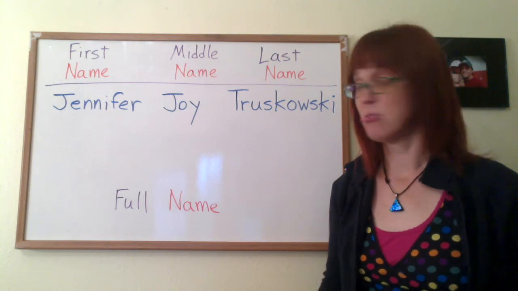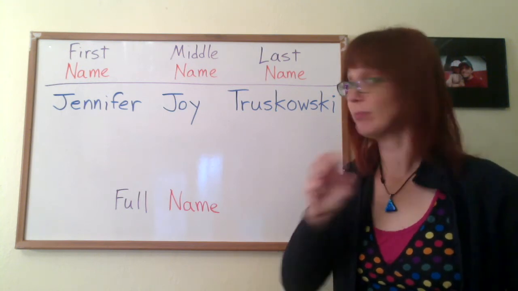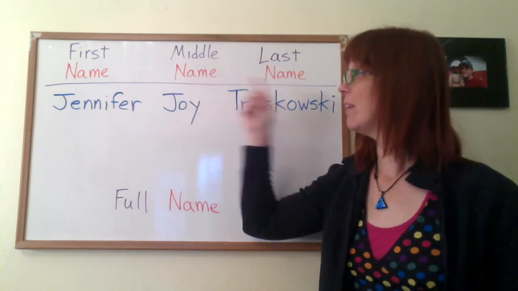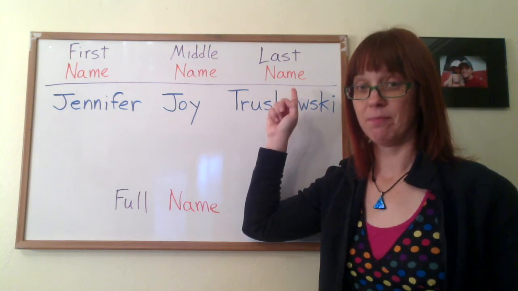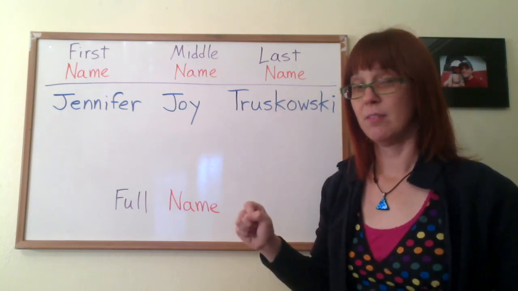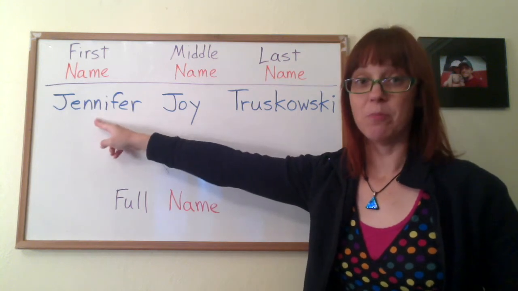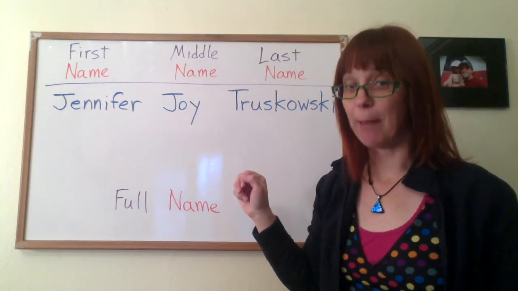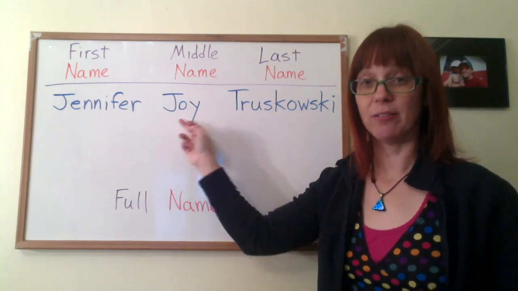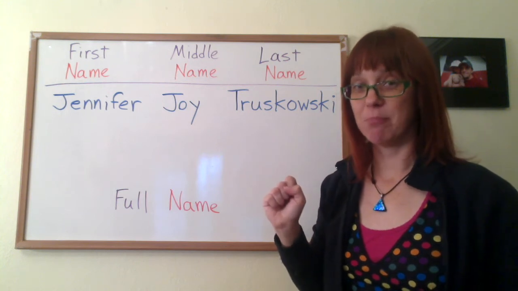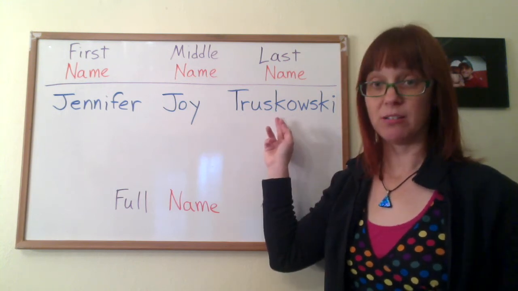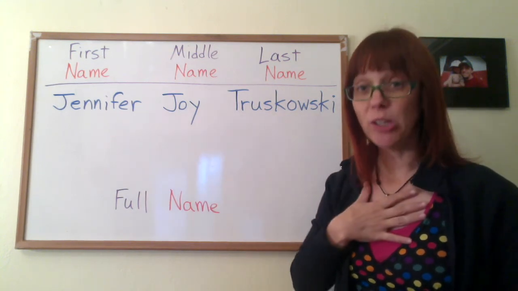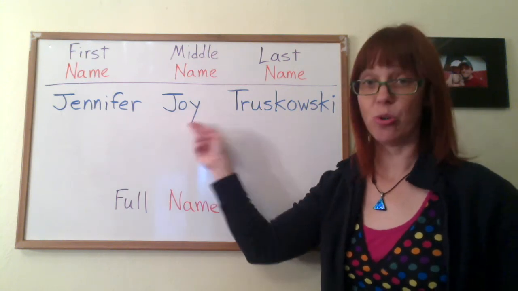In the United States, we have three names. First name, middle name, last name. My first name is Jennifer. My middle name is Joy. My last name is Truskowski. Jennifer Joy Truskowski. My full name is Jennifer Joy Truskowski.